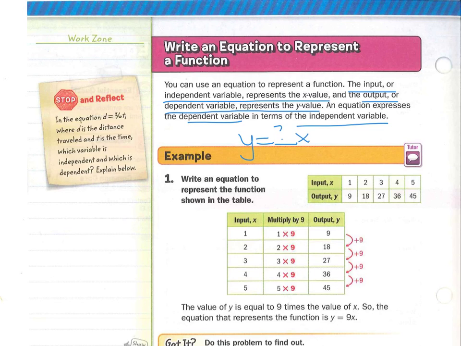Okay, so look at example here. Write an equation to represent the function shown in the table. We have an input and an output. 1 and 9, 2 and 18, 3 and 27, 4 and 36, 5 and 45. You can tell that every single input is multiplied by 9 to get the output. So the value of y is equal to 9 times the value of x. So you would simply write y equals 9 times x. You always write your equations like that. Y equals something x.